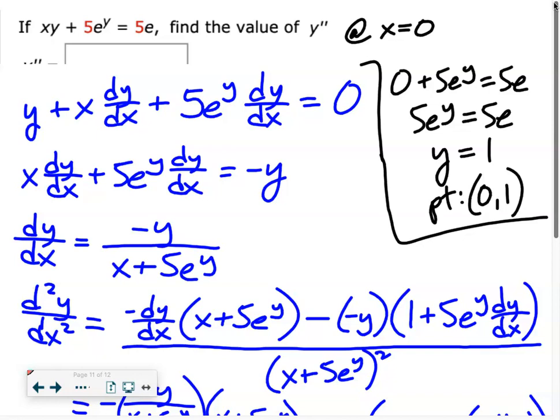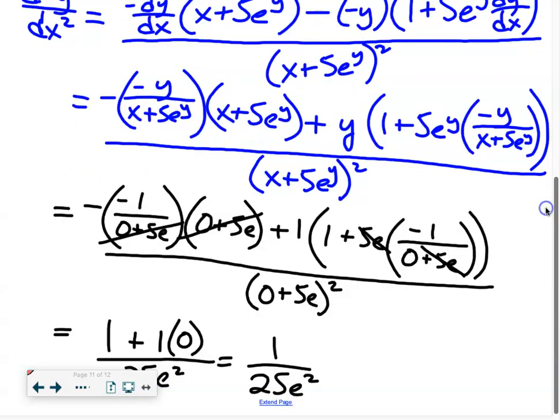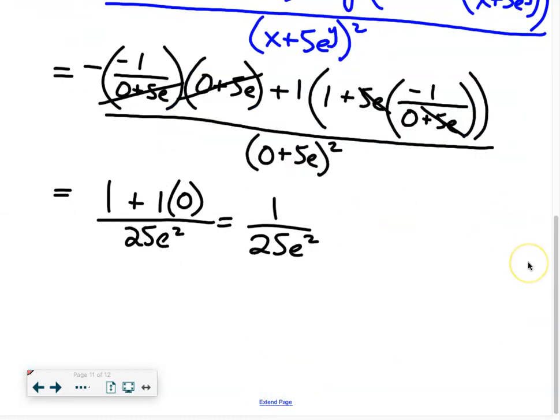So anyway, you plug an x into the original function and you get 0.01. Then you go down to your second derivative and plug in the 0.01, you clean it all up, and you end up with 1 over 25 squared.